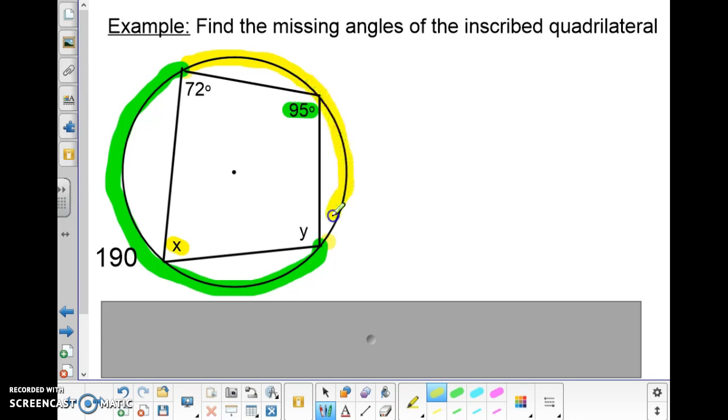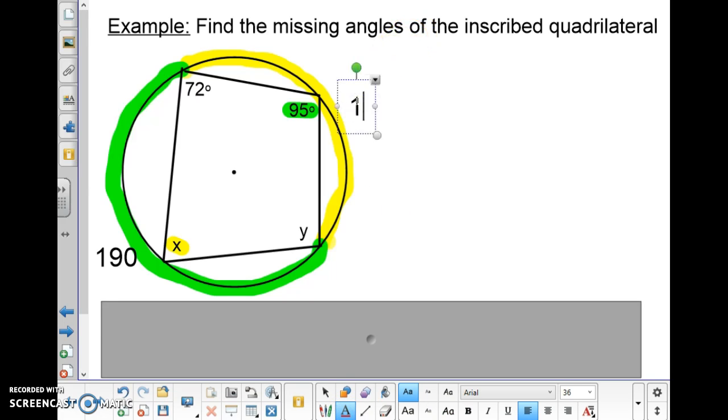So the 95 and the X have a special relationship. These two angles intercept the entire circle together. This green 95 makes 190, which means if I take 190 away from 360, the yellow arc that I have drawn here is 170. Since I know that's 170 now, X has to be half of that. And so we're going to divide that out and make it 85. Look at the relationship that X has with the 95.